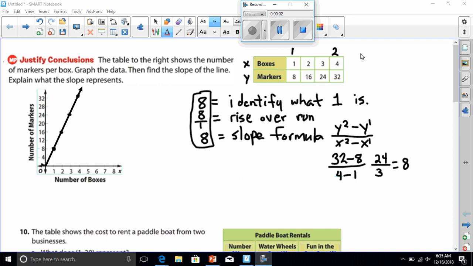All right, everybody. Today we're going to be going over the slope homework, and I'm going to give you the quick version. The table to the right shows the number of markers per box. Graph the data, and then find the slope of the line.